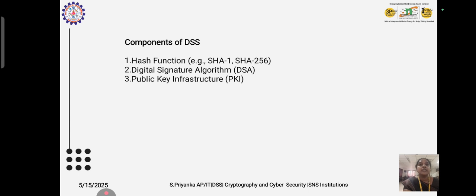Next is the digital signature algorithm, that is DSA. It mainly consists of a core algorithm that is used for generating and verifying the digital signatures. Next is public key infrastructure. In the case of public key infrastructure, it mainly uses a public and private key pair. Both the keys are used here. The private key signs and the public key verifies. One key is used for signing and the other key is used for verifying.